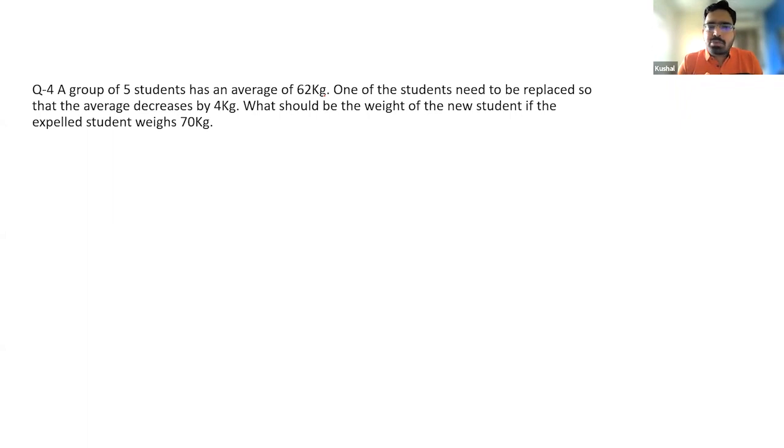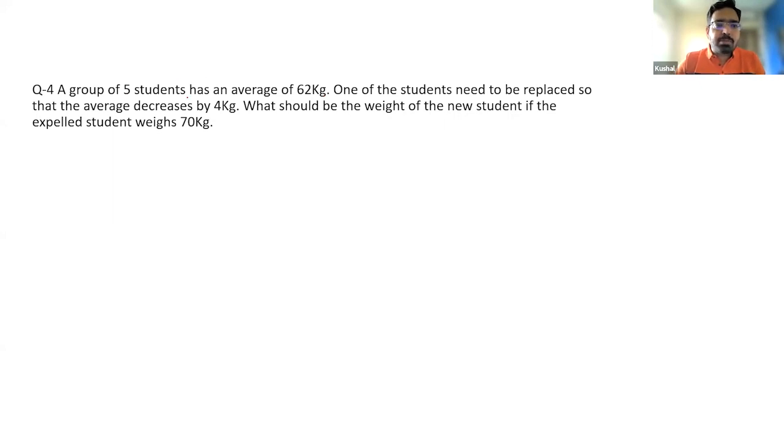A group of 5 students has an average of 62 kgs. One of these students needs to be replaced so that the average decreases by 4 kgs. We need to replace one of these students and the average should come down by 4 kgs. What should be the weight of the new student if the expelled student's weight is 70 kg? Okay, so you have a student who has been removed out of these 5 and is replaced by another student. You need to figure out what is the weight of this new student who is coming.